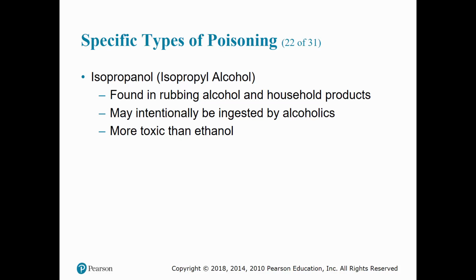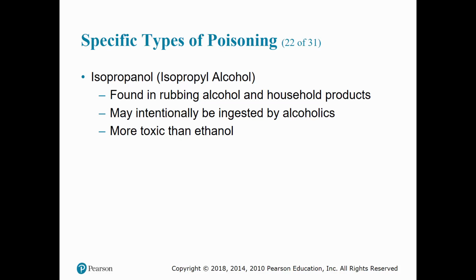Isopropanol or rubbing alcohol is the most common form of isopropyl alcohol. It's in many households. Isopropyl alcohol is also in many household products such as cosmetics, degreasers, disinfectants, and other cleaning agents. Poisoning most frequently occurs through ingestion, both accidental and intentional. Alcoholics might ingest isopropyl alcohol as a substitute for ethyl alcohol. Isopropyl alcohol is more toxic than ethyl alcohol, but less toxic than methanol or wood alcohol.